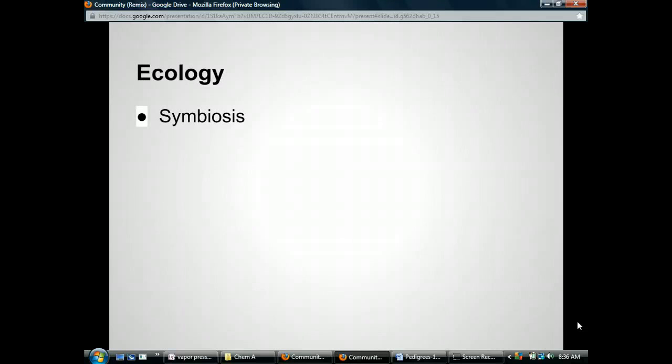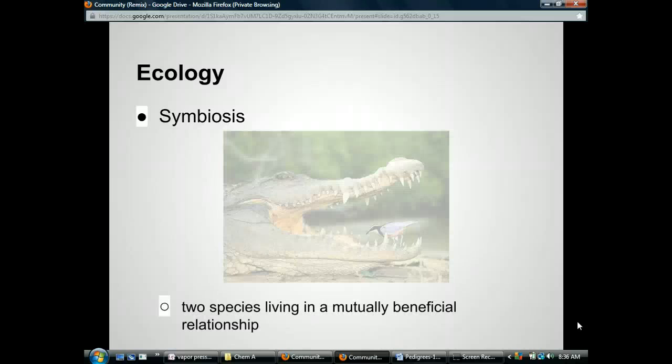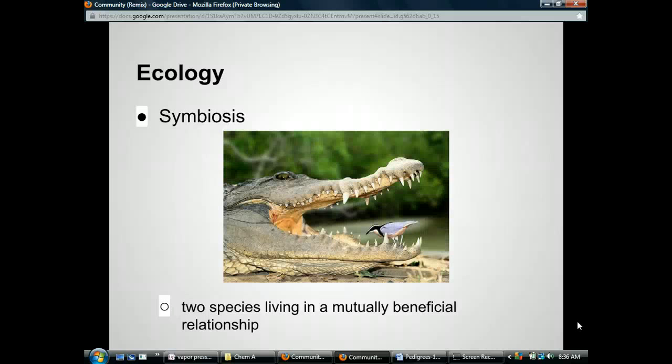Then the third is called symbiosis. Now, there are other types that are kind of offshoots of these and more specific. But symbiosis is two species living in a mutually beneficial relationship. Here's a great example. This is the Egyptian plover, and it actually eats food right out of the crocodile's mouth. So the crocodile gets food stuck in its teeth, little pieces of fishermen and stuff like that. And the plover bird will actually sit in there, and the crocodile just holds its mouth open and lets the plover pick the food out of its teeth. That's symbiosis. They're both getting something out of this. The crocodile gets a fresh, clean mouth, and the bird gets a meal.